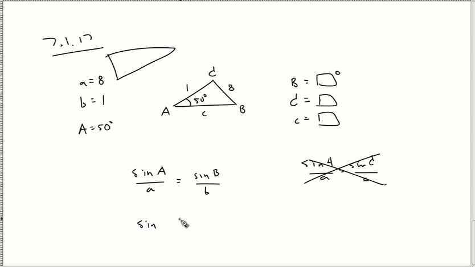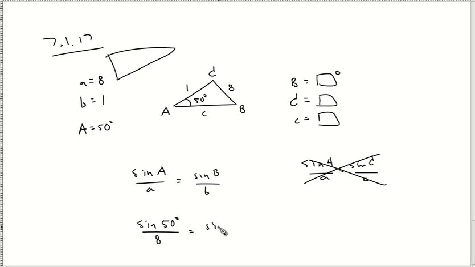What's capital A equal to? A equals 50. You got it. And then divided by, what's little a? What's little a equal to? It's right there. 8. Yeah, it was 6 on the last problem.